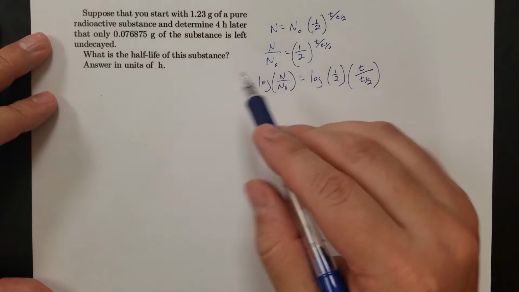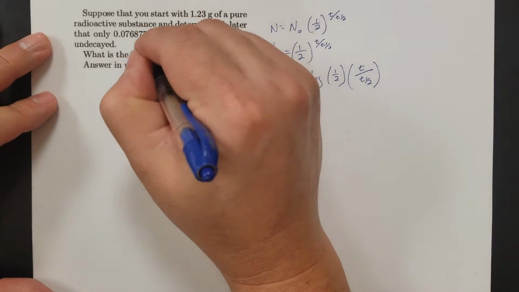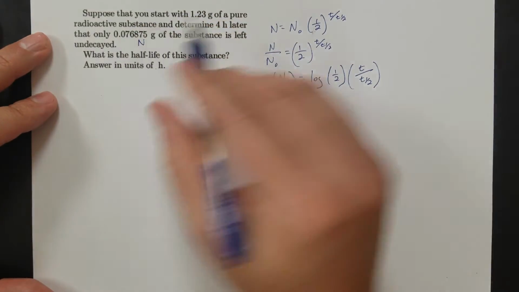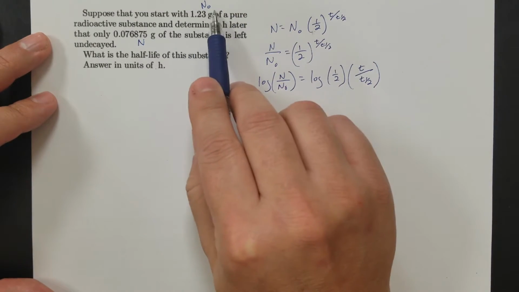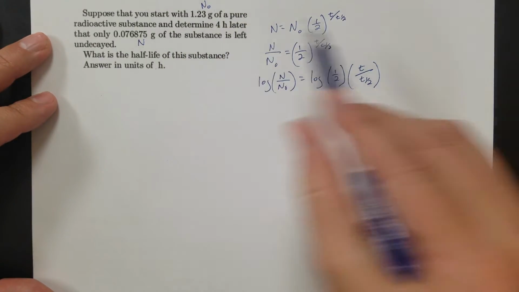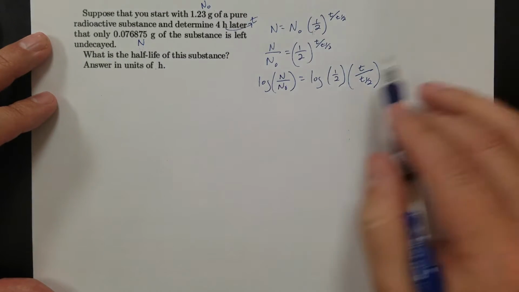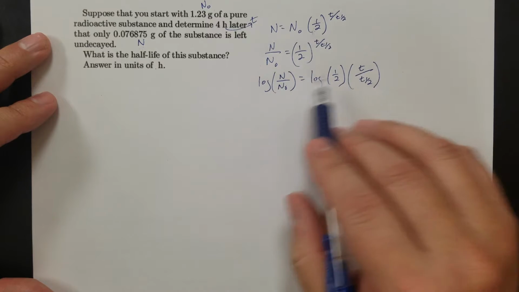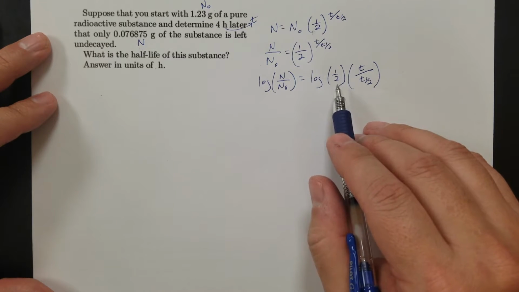So in this case, what's N and what's N naught? N is that number, N naught is that number, right? So I started with 1.23. That's my N naught. This is what I end with. That's N. And then 4 hours later, that's T. So I can do N over N naught, right? Plug that in, solve.